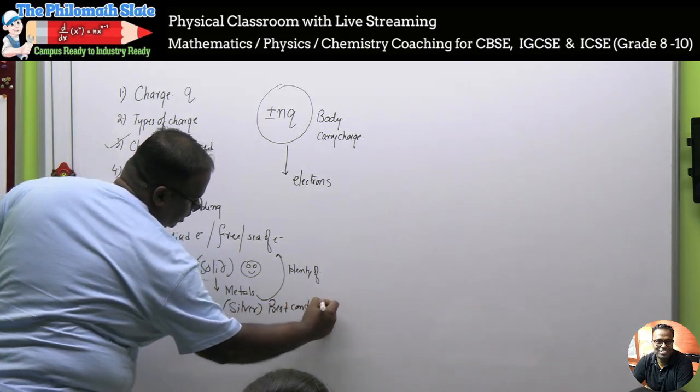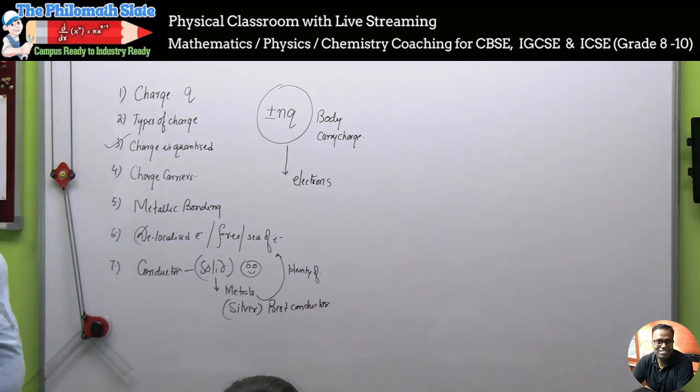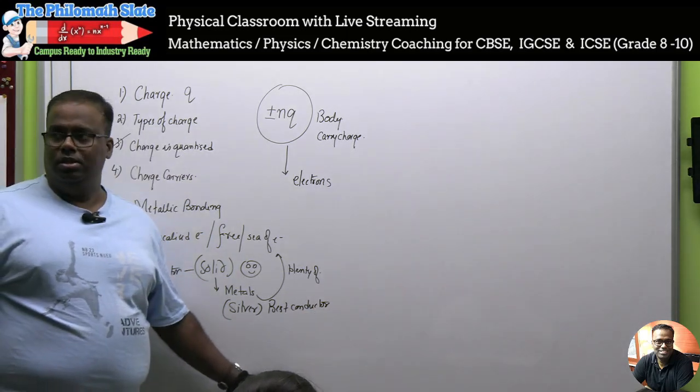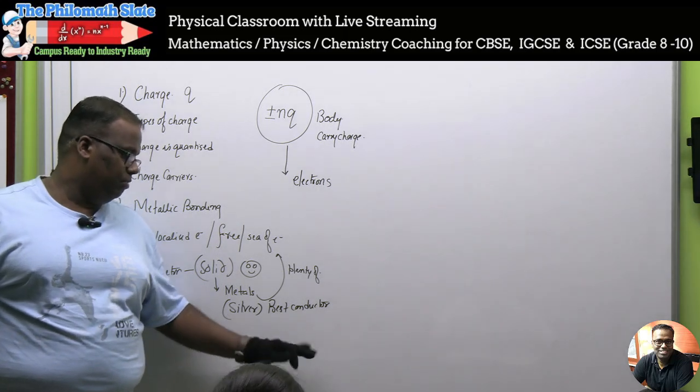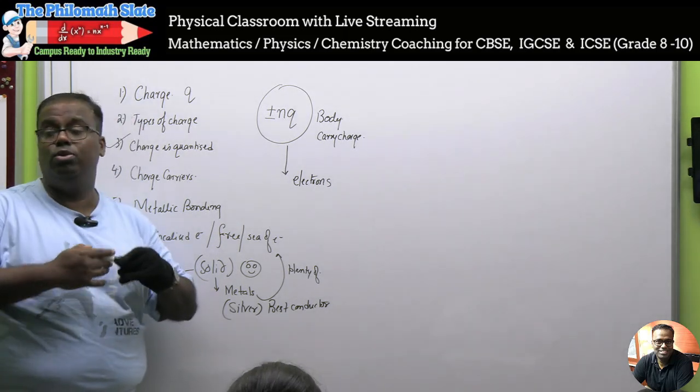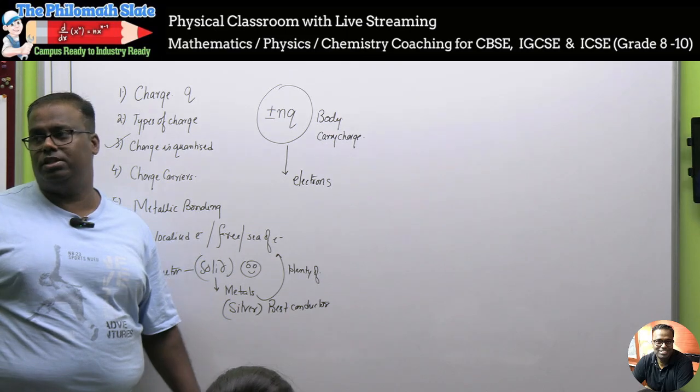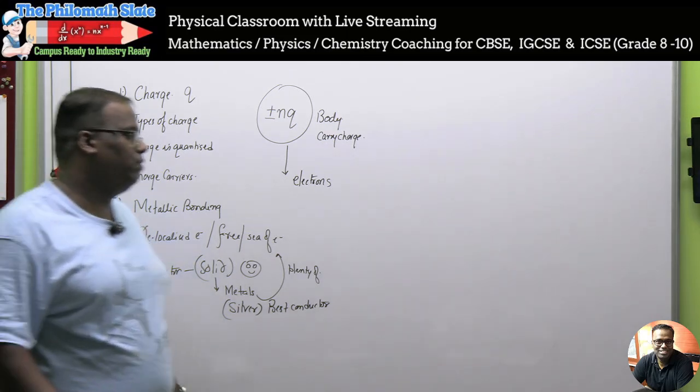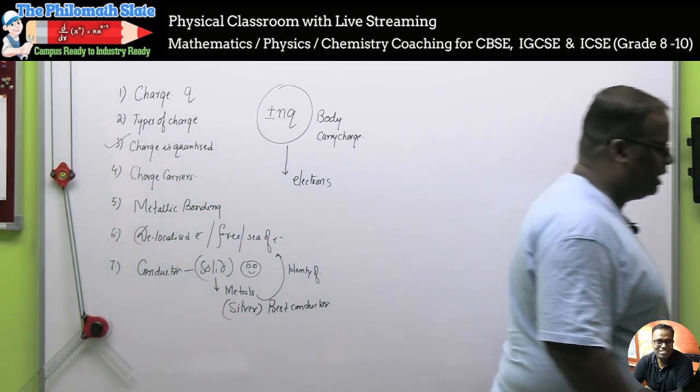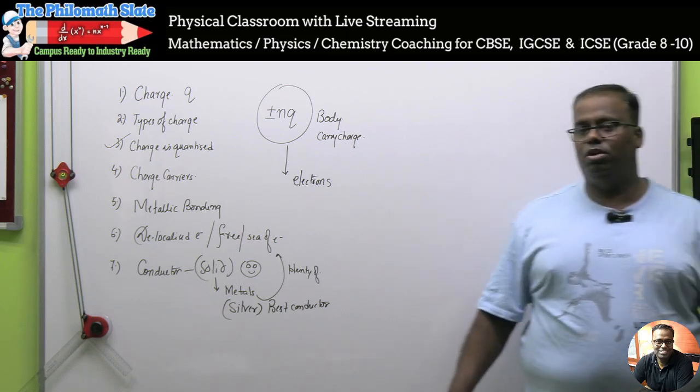In fact, all the laptop motherboards and everything are all silver soldered. Silver is a very good reflector of light, the best reflector, and the best conductor also. Therefore, whenever all these satellite parts and other things fall, you get a lot of silver in them.